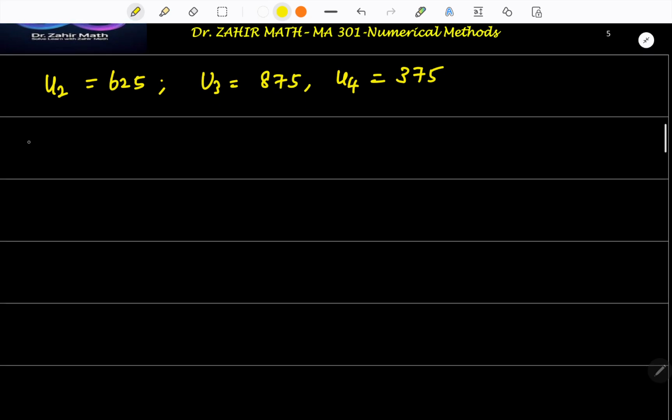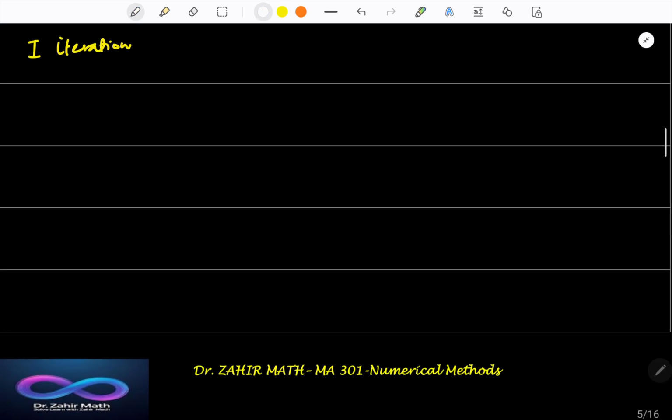So let me start the first iteration. Come on, press equal, everybody. When you press equal, it will ask you the question, what is B? Give me 625. Press equal. It will ask you C. Give 875. Press equal. It will ask you 375. Now it will give you A, B, C.